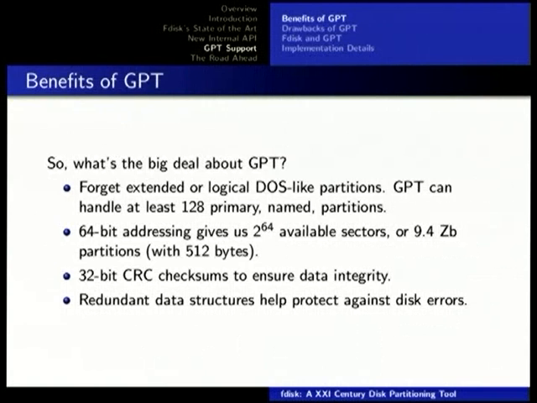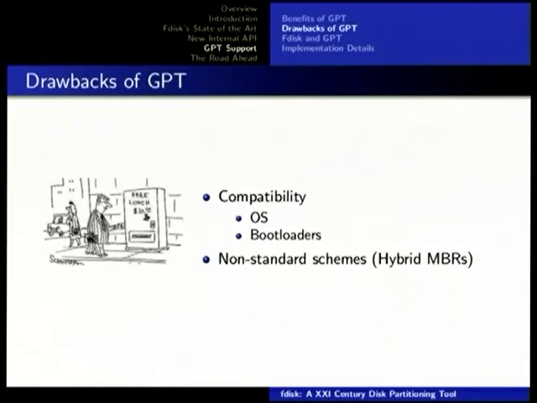GPT can handle at least 128 named primary partitions. Since it uses 64-bit addressing through LBA, if we use a typical 512-byte sector size, we can get up to 9.4 ZB in each partition. It has 32-bit checksums, CRCs, for data integrity, and it has redundancy in the data structures, which, of course, protects against disk failures. For example, MBR, since it has 32-bit addressing, will only extend to 2 terabytes. There's no redundancy in the data structures, so disk corruption is a lot more serious. But there's no such thing as a free lunch.